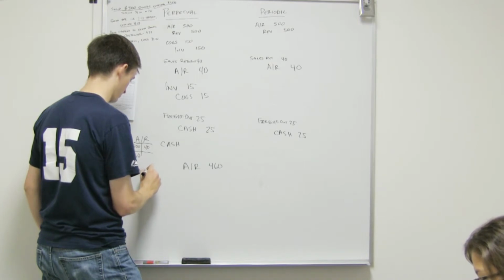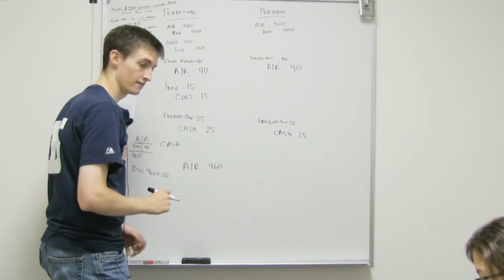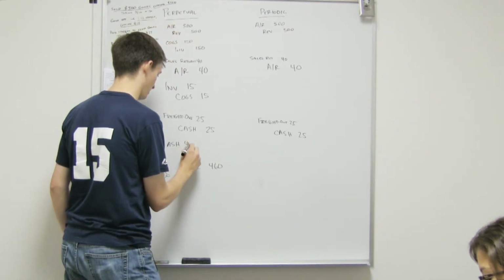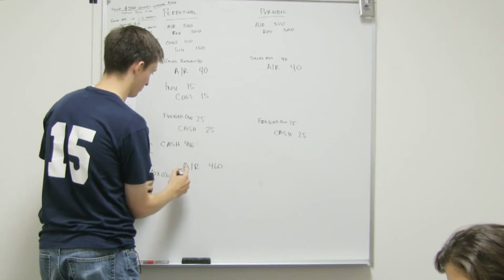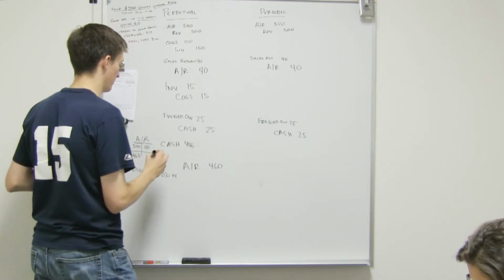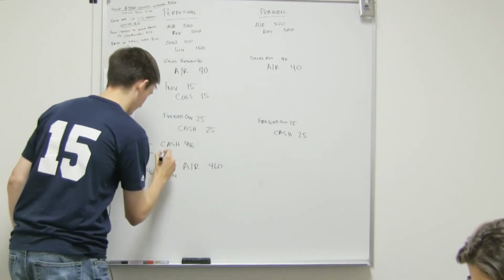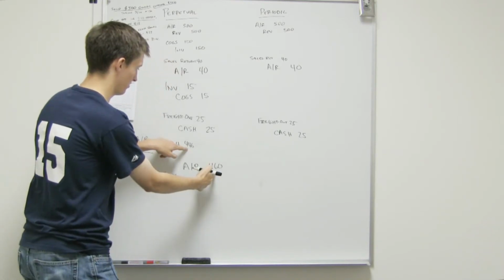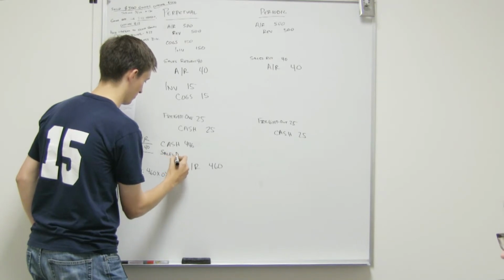460 times 0.03 equals 13.8. Minus 13.8 is 446. So 446 is what you're getting in cash. You multiplied the terms, so you found out what your discount was, which is about $14. Then cash, accounts receivable, and sales discounts. I'm debiting sales discounts and cash.